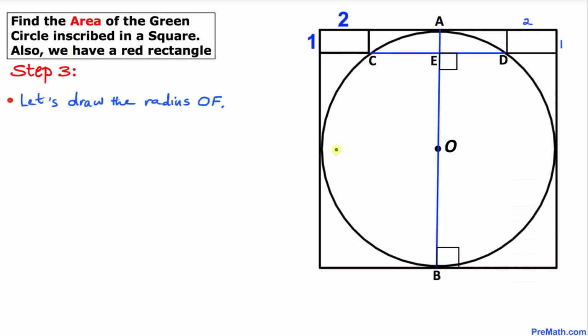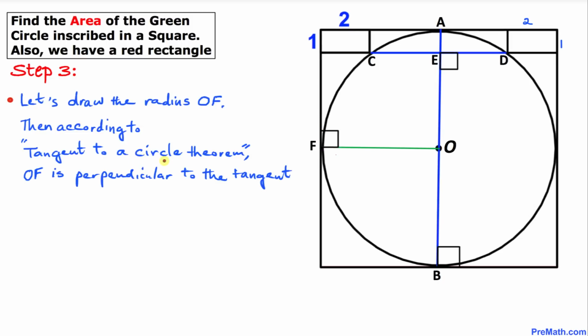And in this next step, we are going to draw the radius OF. That is going to be somewhere here, the radius of this circle, and I'm going to call this point F. So then, according to the tangent to a circle theorem, this radius OF is perpendicular to this tangent. Now let me go ahead and call this radius R over here. Then this radius is also going to be OB, and this OA is going to be R as well.